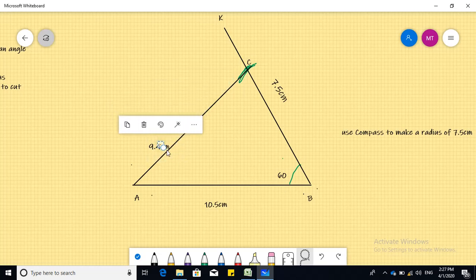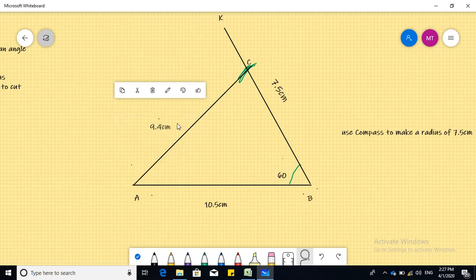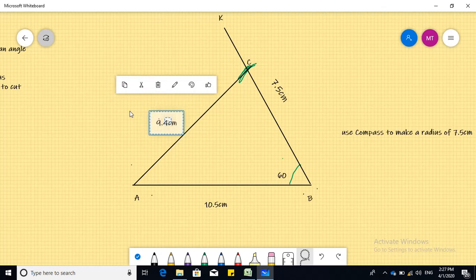Let me make it more proper. Just 9.4 centimeters. Okay guys, so this is how you make a triangle using the dimensions and the degrees. So this is how you do it. Thank you.